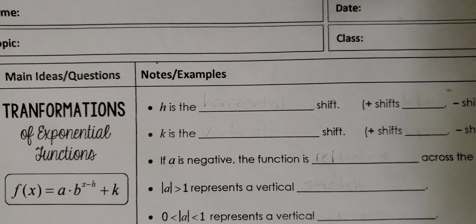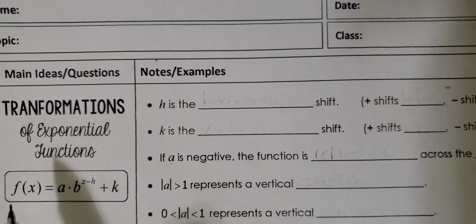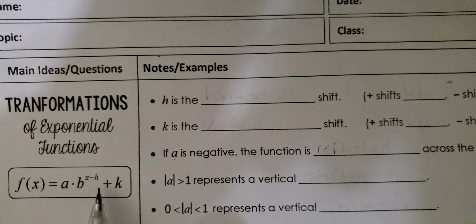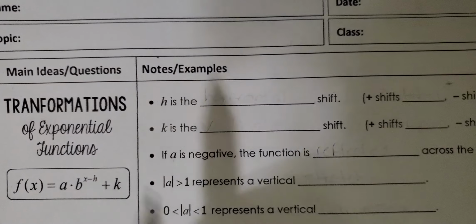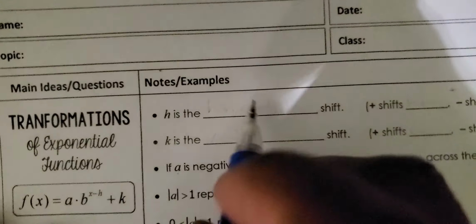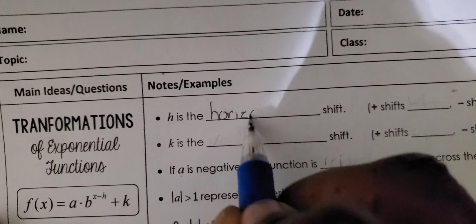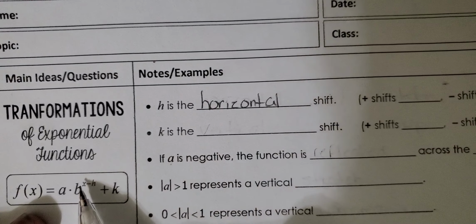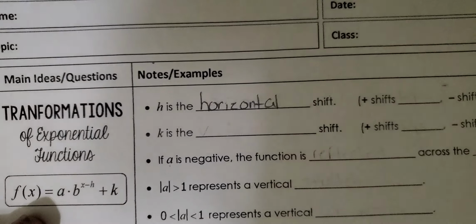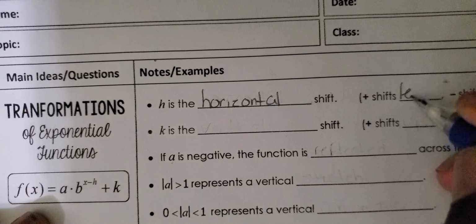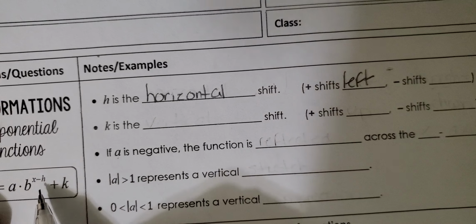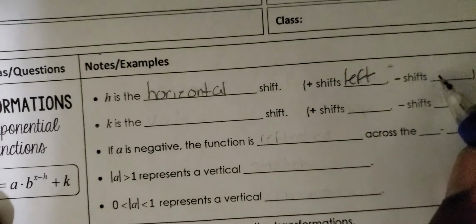You'll know when a transformation has been done on an exponential because it'll be in the form of f of x is equal to a times b to the x minus h plus k, where h is the horizontal shift on the graph. And if you're adding h to x, then that means that the graph has shifted to the left. And if you subtract h from x, then that means that the graph has shifted to the right.